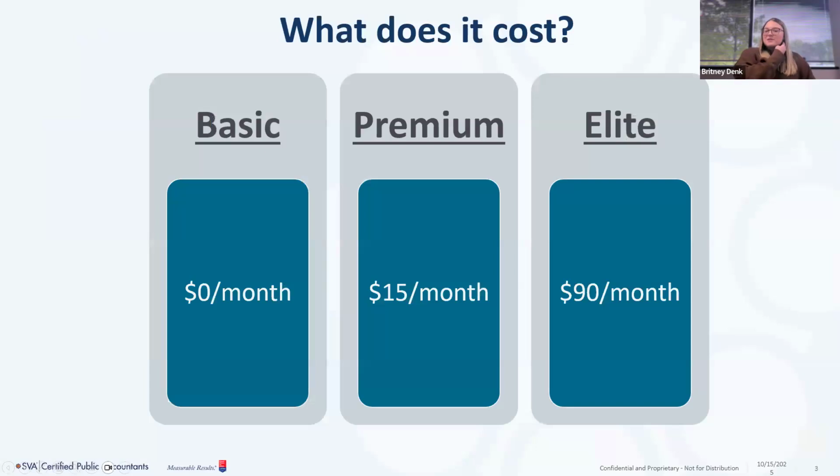So, most important, what does it cost? Is what everyone always asks me, what does it cost? There's three different tiers of plans that you can go on in QuickBooks. There's the basic, premium, and elite. The basic is included with whatever your subscription is. Premium's $15 a month and elite is $90 a month.